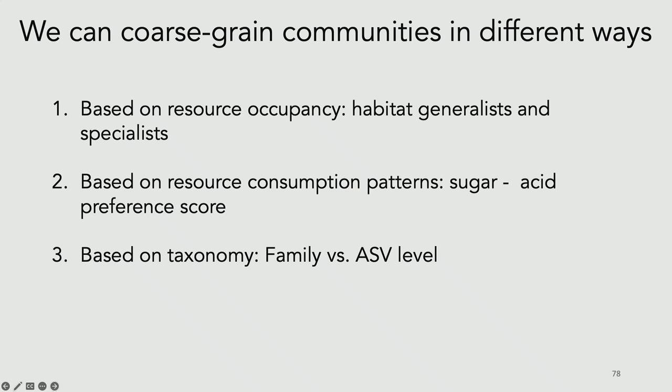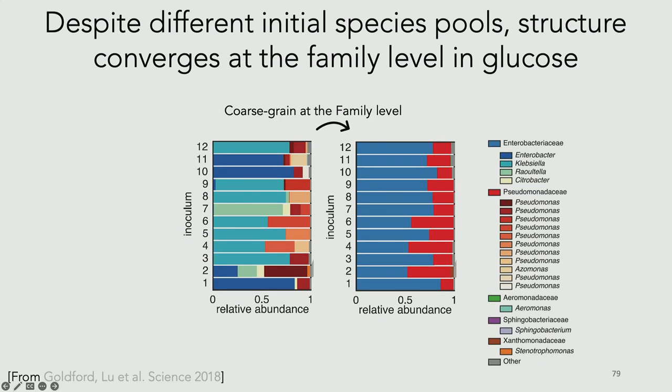Or you can, let's say, coarse grain based on consumption patterns. For example, you can use the sugar-acid preference that Otto showed two days ago. And finally, you can do the mainstream thing, that is, do it based on taxonomy. For example, you can look at the family level instead of the ASV level that Alvaro showed, which was pretty messy. So let's start with the mainstream way.